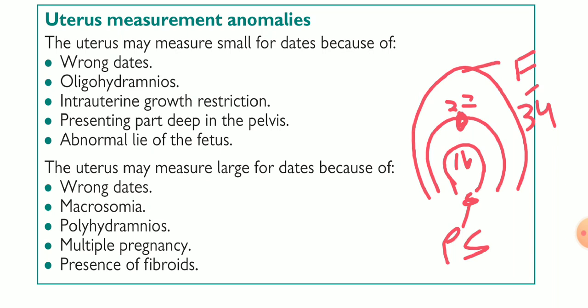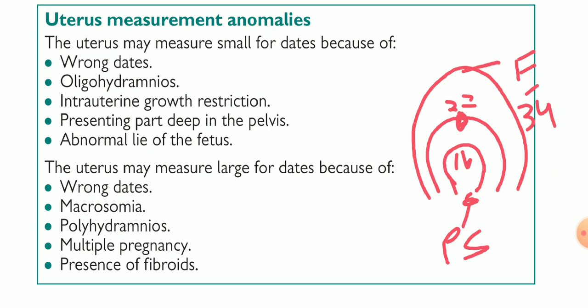Intrauterine growth restriction. If the fetus is not growing properly, there is some defect in the fetus which restricts fetal growth. In that condition also the uterine height will be less. Presenting part deep in the pelvis. If the fetus is deep in the pelvis, definitely the fundal height will be less. And abnormal lie of the fetus. If the fetus is lying abnormally, for example in a transverse position, then the fundal height will be low.